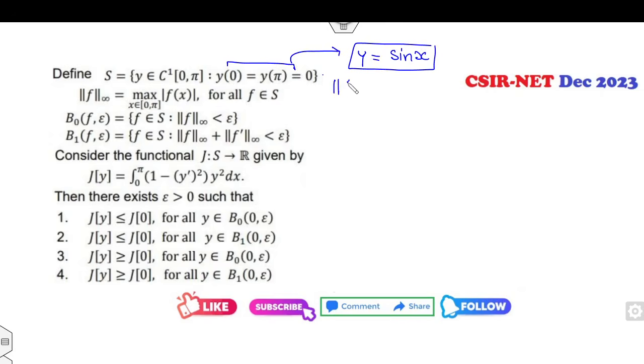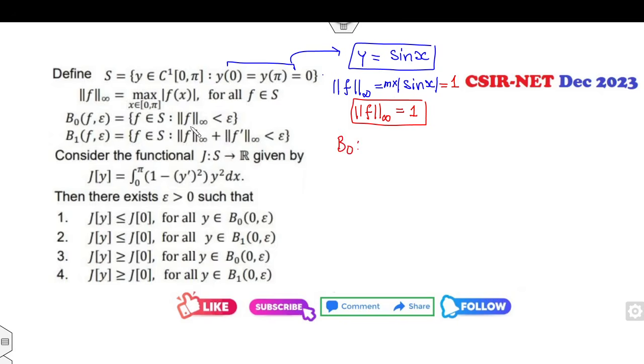Then what is my norm infinity? Maximum over [0, pi]. What is the maximum value of the modulus of sine x on the interval [0, pi]? That is my 1. Fine. So the norm infinity of y is my 1. Then on B0, we will see whether this is less than epsilon.